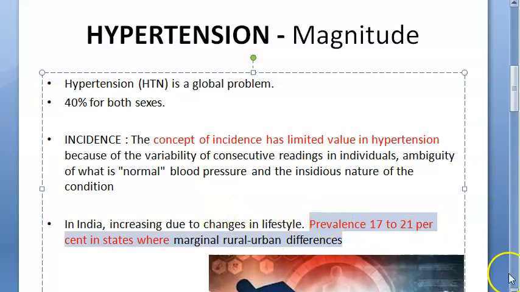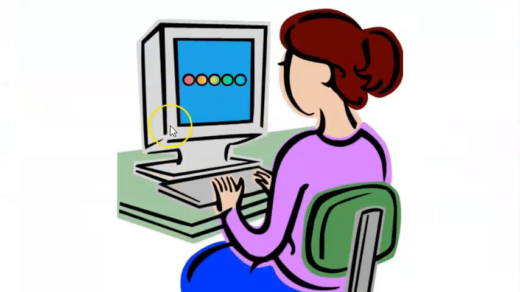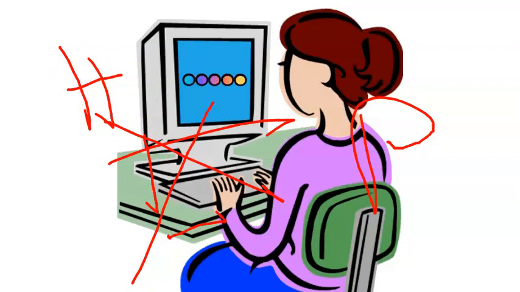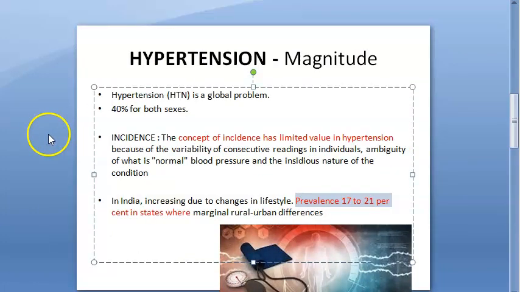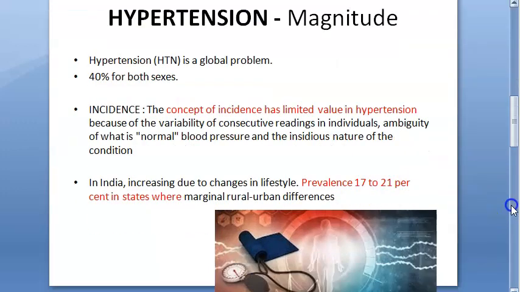Prevalence is there. In India, this prevalence is increasing because of lifestyle. They are saying that in states where there is only a marginal rural-urban difference, that means it has urbanized a lot, those states will have 17 to 21% hypertension. So what did you understand so far? Lot of cases are there. Incidence is not given value in hypertension, prevalence is given value. Globally 40% in upper middle income countries, and in India, where there is urbanization, 17 to 21%.